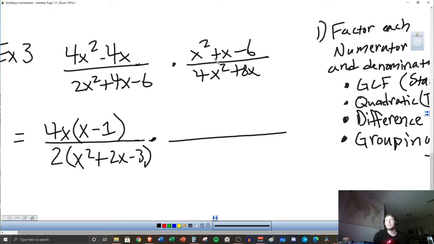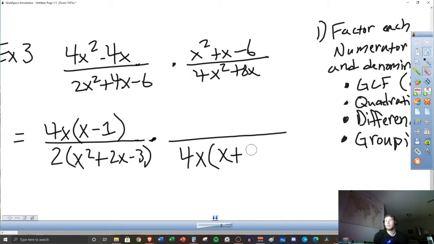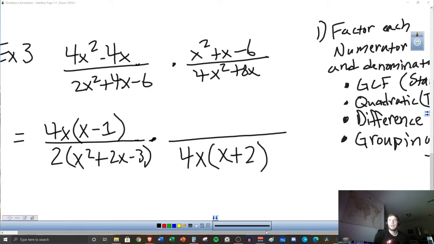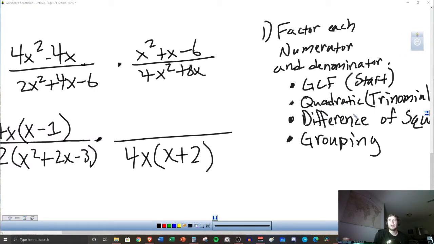Up top, we don't see a GCF. On the bottom, we actually do. We get 4x, and then inside the parentheses, we're going to have x plus 2. I wrote that wrong. Now, since the numerator of this right fraction doesn't have a GCF, let's see what else we could do to it. Is it a quadratic? Is it difference of squares? Is it grouping? Well, it looks like it's a quadratic trinomial.